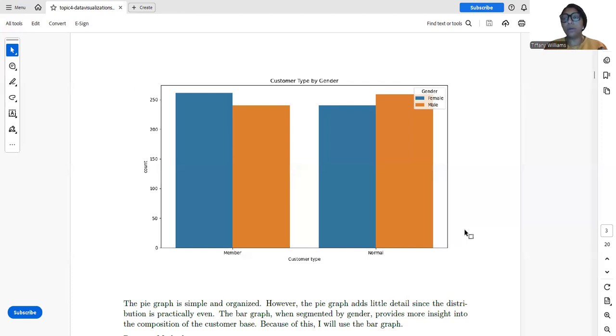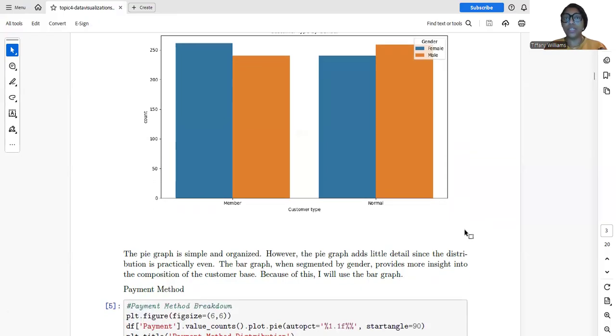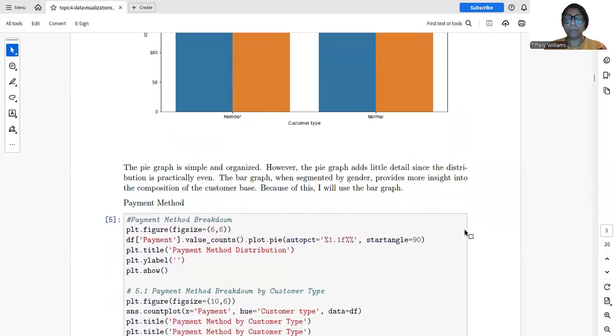So I personally chose customer type by gender as the better graph because the pie graph, although simple and organized, doesn't add much detail. Whereas when you look at the bar graph segmented by gender, it provides more insight into the composition of the customer base. And because of that, that's why I have chosen to use that graph in my report.